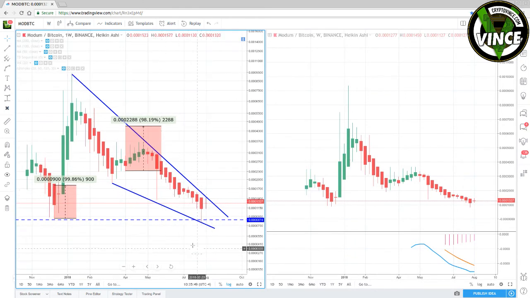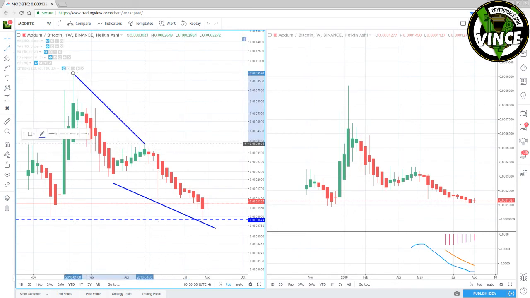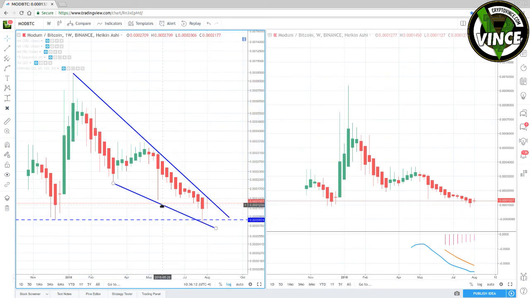But look at, if I trace my resistance, right? If I trace my resistance, I connect 3 points here, right? Connect this high, this main high here, and almost the other one. Okay, so 1, 2, 3, I have 3 points, it's a good resistance, and the support I'm connecting just 1 and 2. This one is not quite connected.